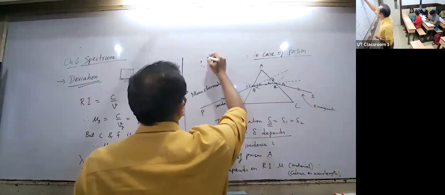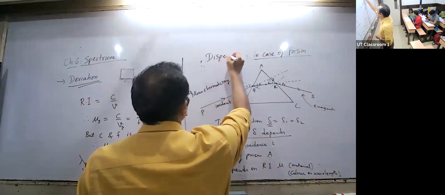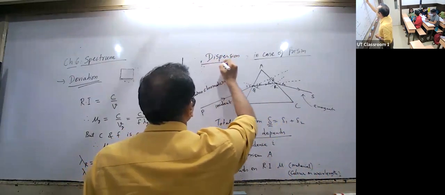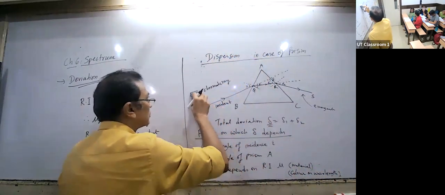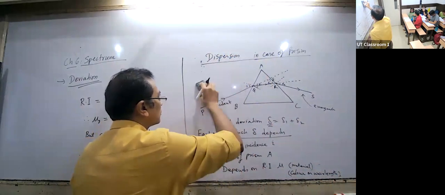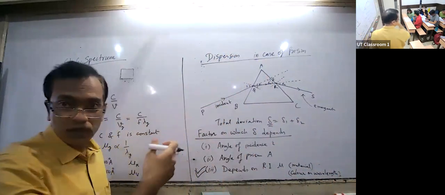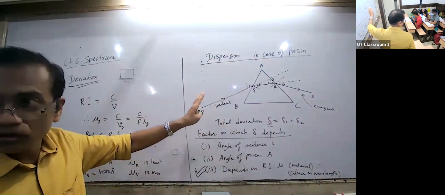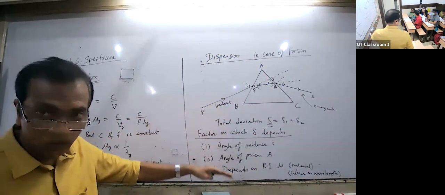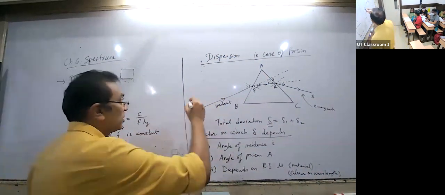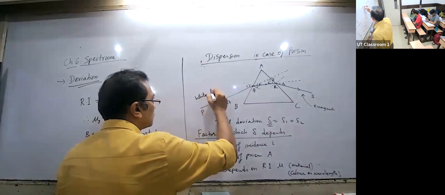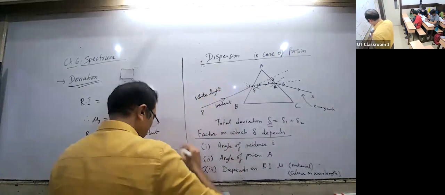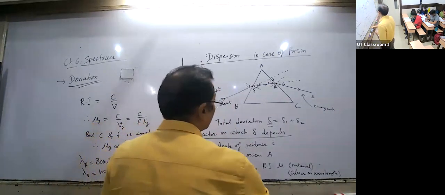Now dispersion. Now I'm changing to the next topic, so don't write the modified thing. Write the things below. Now we will have white light. When we have white light, what happens now?